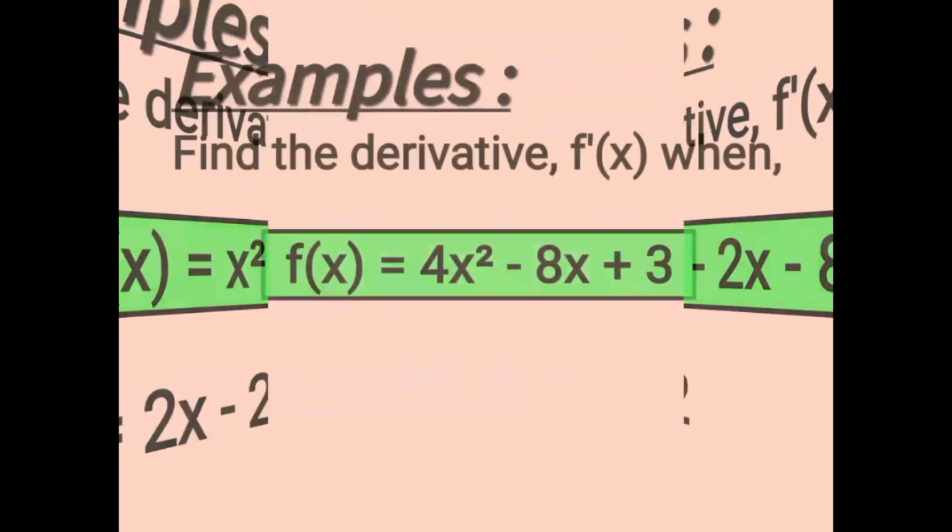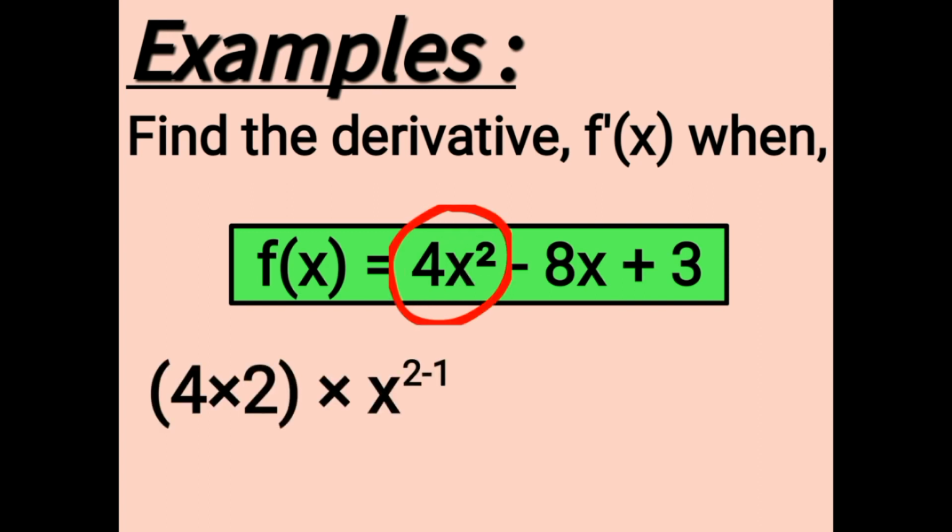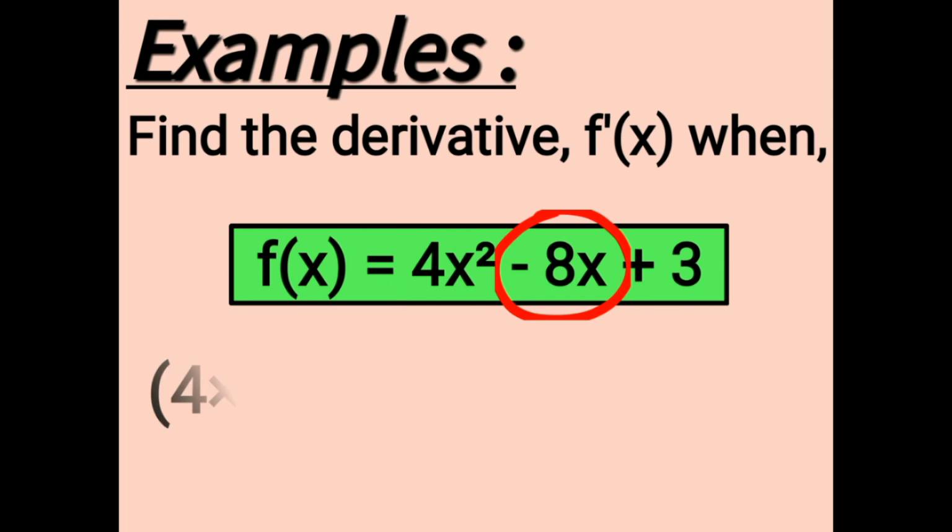f x equals 4x squared minus 8x plus 3. To differentiate this function with more than one term, we can start by differentiating the terms one at a time, starting with 4x squared. So to differentiate 4x squared, we multiply the constant 4 by the power 2 and then subtract 1 from that power. Then it's 4 times 2 times x to the power 2 minus 1 equals 8 times x to the power 1 equals 8x.